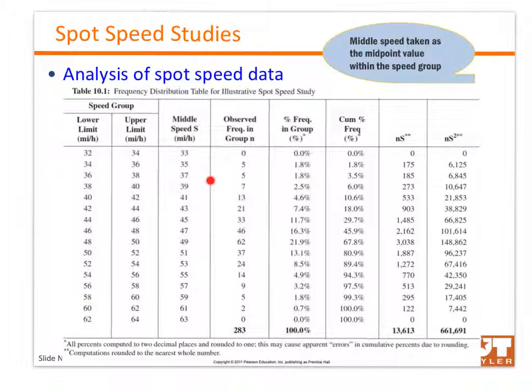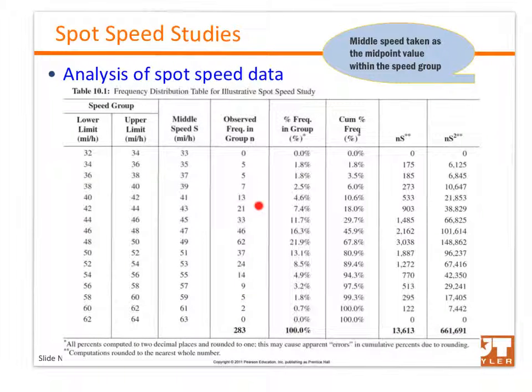Then this is what you observe in the field. This is how many cars. For example, we've got 7 cars that were traveling somewhere between 38 and 40 miles per hour, while the highest amount of cars were at speeds from 48 to 50. So from 48 miles per hour to 50, we've got 62 vehicles at that speed range.